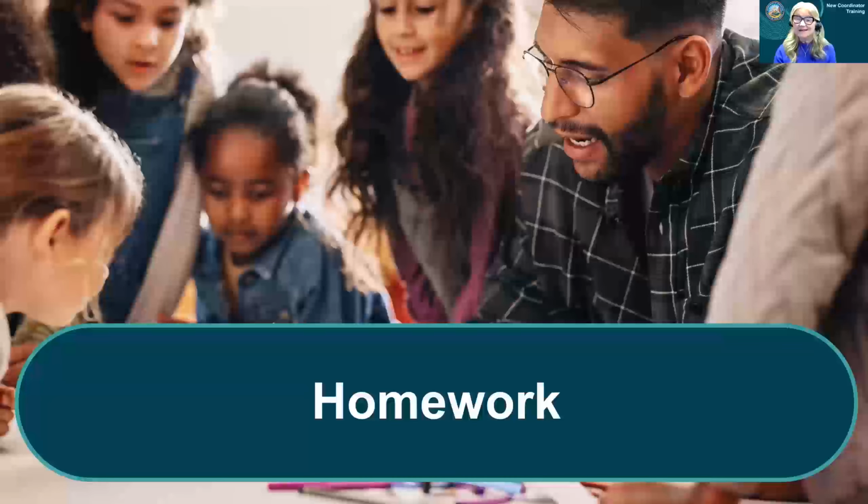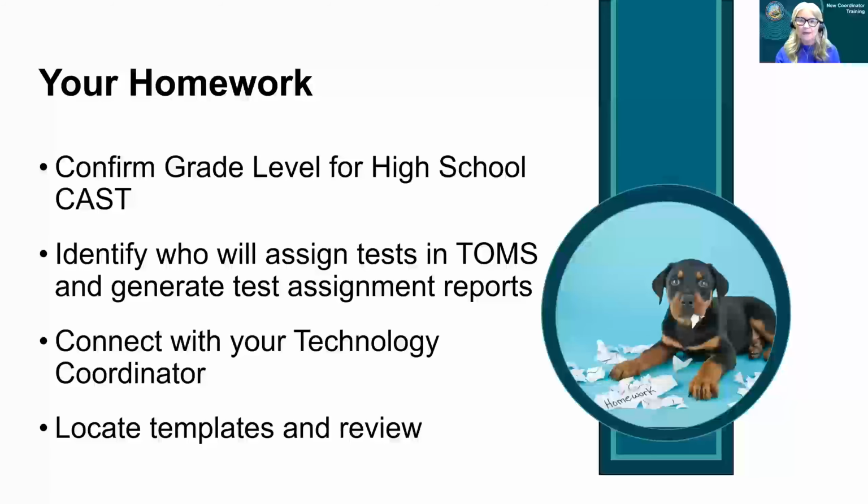All right, that brings us to your homework. One last thing to do before we get to all of your questions, just helping you to focus on what to do next from here. Confirm the grade level for your high school students that they will be taking the CAASPP or the science test. Will they be taking it in grade 10, 11, or 12? You're going to find that information out if you don't already know. And then part 2 of that is identify who will assign the test in TOMS, making sure that you're getting that test assignment done for those students.